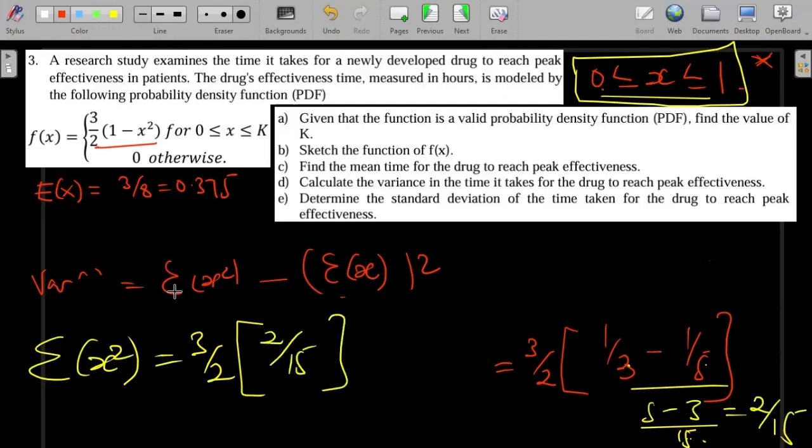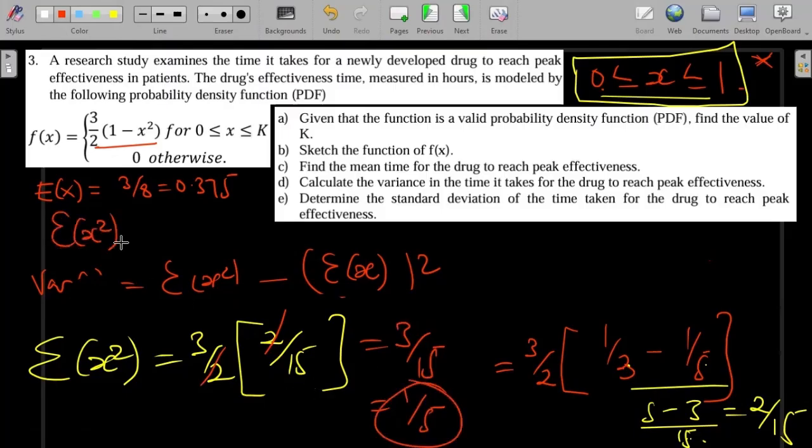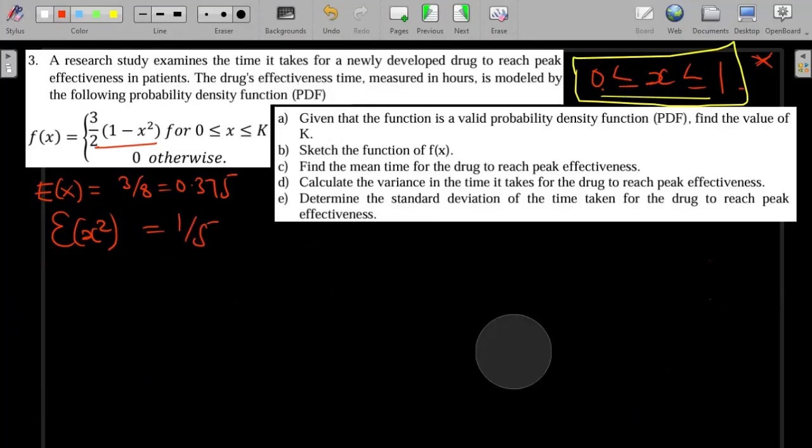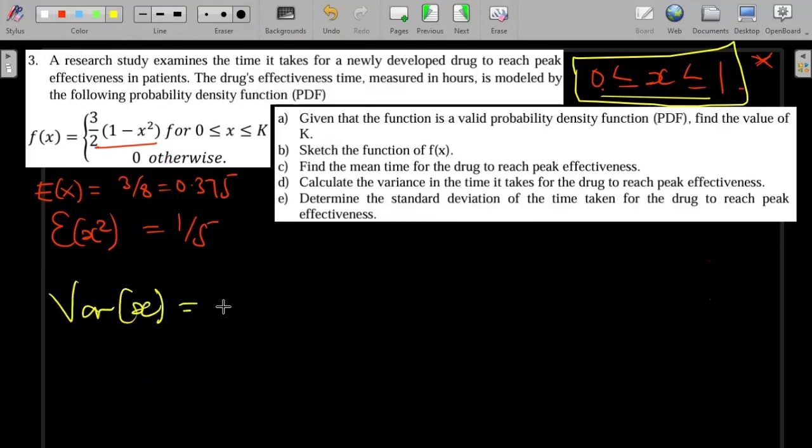Okay, so meaning this 2 and this 2 can cancel. So I remain with 3 over 15. 3 into 3 is 1, 3 into 15 is 5. So this one here is my expected x squared, or the expected value of x squared. Now we can calculate the variance. So the variance of x is equal to the expected value of x squared minus the square of the expected value of x.